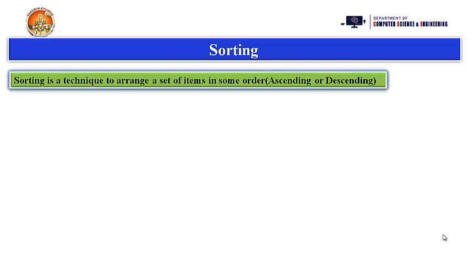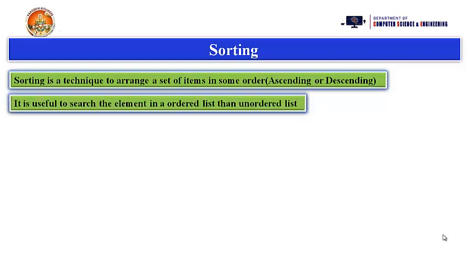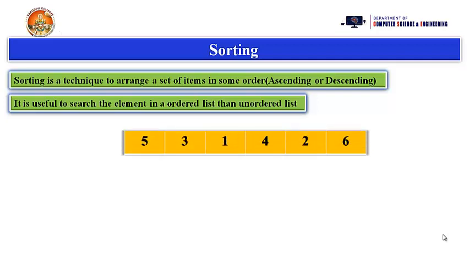Sorting is a technique to arrange a set of items in some order, either ascending order or descending order. And it is useful to search for an element in an ordered list than an unordered list. So what is ascending order and descending order? Let's see this one. We have elements in an array like 5, 3, 1, 4, 2, 6. We don't have any order in this particular array. Then how to order these elements? Either ascending order or descending order.